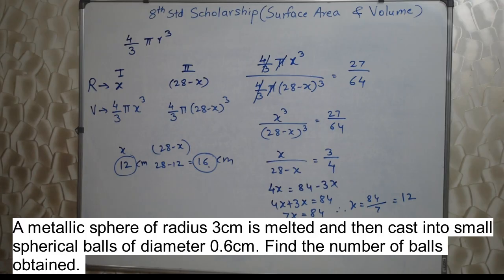A metallic sphere of radius 3 cm is melted and then cast into small spherical balls of diameter 0.6 cm.